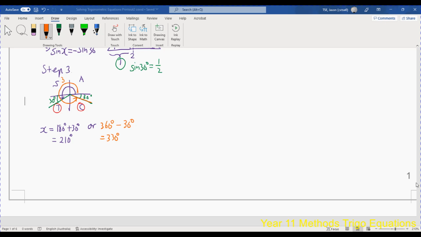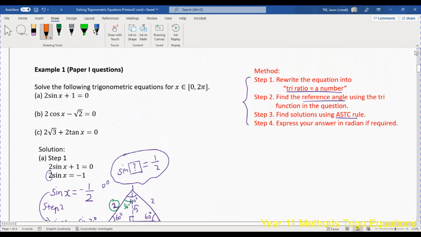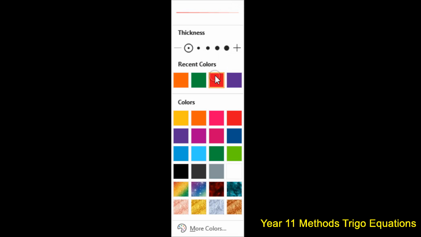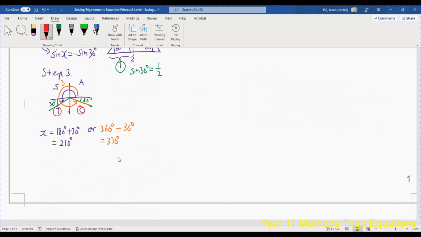Are we finished? Very close, but not yet. Why? Remember, when they give you the domain in radian, then your answer must be in radian. So that would be our last step, step 4. All right, so step 4, you need to express your answers in terms of radian.